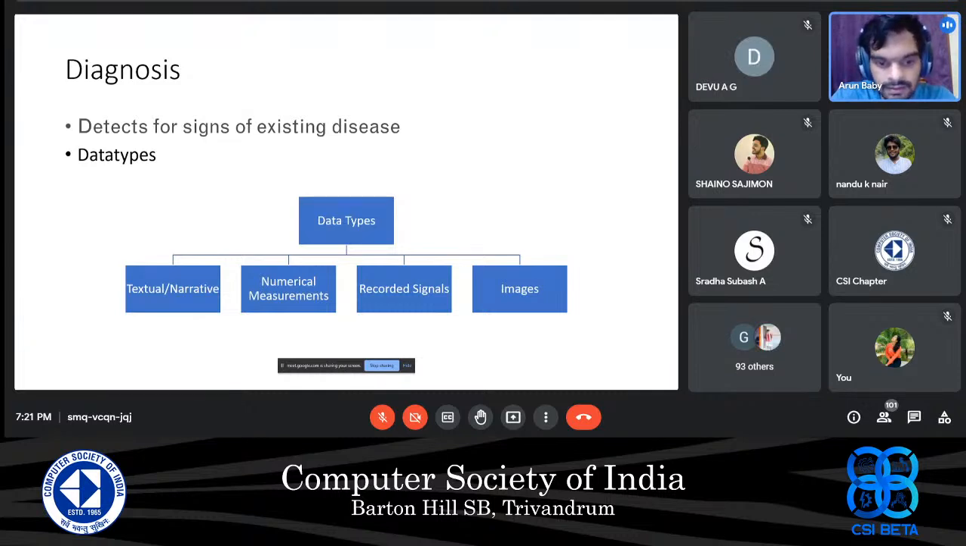Then we have numerical measurements where we take the temperature, height, weight, and other parameters from our body. And then we have time series recorded signals, which are the electrophysiological signals measured from our body, most notably ECG, which is the measurement of electrical signals from our heart, and then the EEG, which is the recorded signals from our brain.